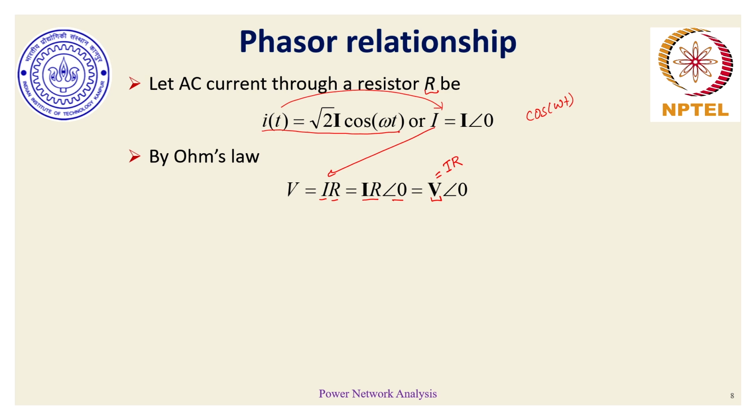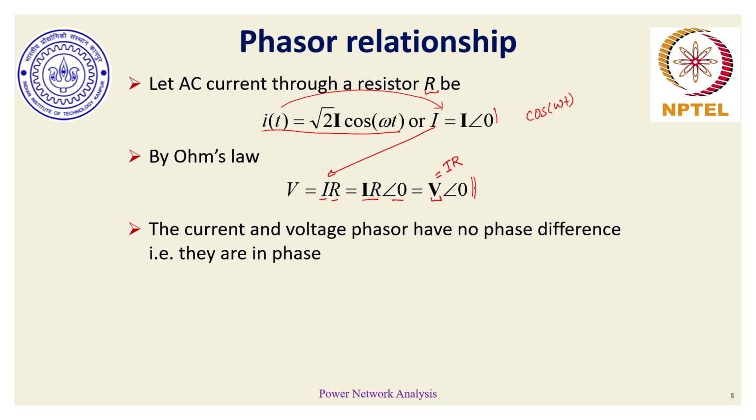And if I have to draw a phasor diagram which explains the current through a resistor and the voltage drop across the resistor, since these two phasors have the same phase angles, there is no phase difference between the current phasor and voltage phasor through a resistor, and hence they are in phase. So we have this phasor diagram for a resistor.